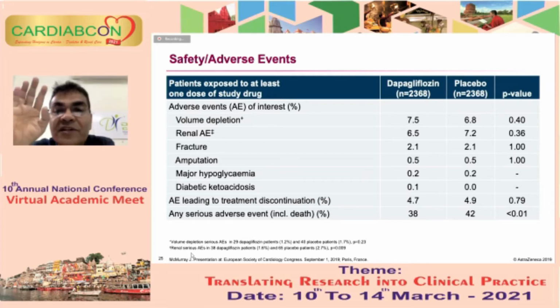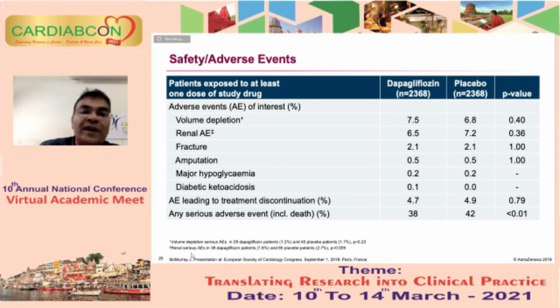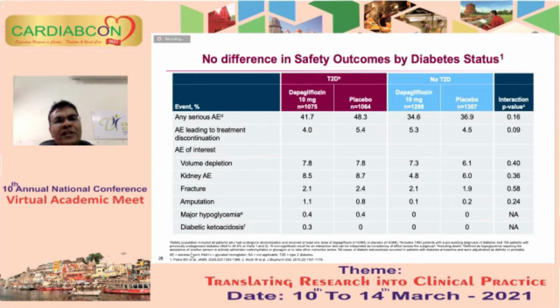The amputations, no significance. Fracture, both the arms same. Renal adverse events were even less in DAPA, and volume depletion was slightly higher. The patients having any serious adverse events were less in the DAPA arm compared to placebo. So there is no difference in safety outcome in a patient, whether they were diabetic or non-diabetic. As far as adverse events are concerned, in both the arms it was the same.